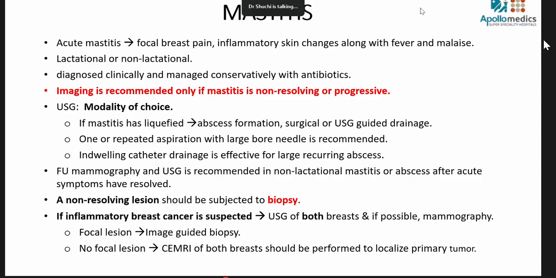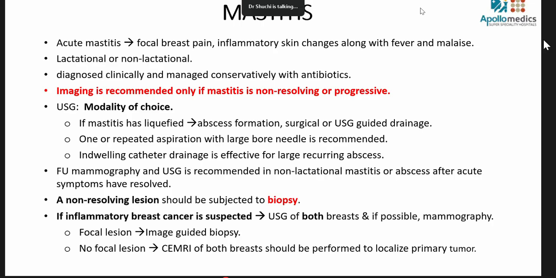If it is liquefied and abscess formation is there, go for a surgical or ultrasound-guided drainage. Once or repeated aspiration with a large bore needle is recommended. If it is a large recurring abscess, then you can go for indwelling catheter drainage. Follow-up with mammography and ultrasound is recommended in non-lactational mastitis or abscess after the acute symptoms have resolved. Because if it is non-lactational, then there must be some underlying cause. You are supposed to have a look at that again. So once this is resolved, please ask the patient to come for a follow-up.